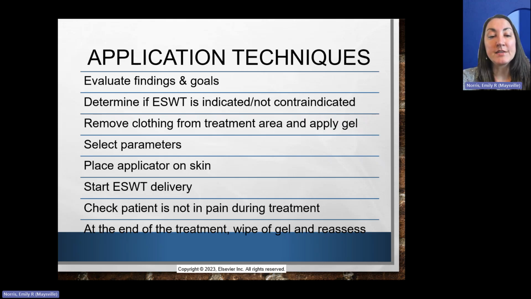Place the applicator on the skin before you turn the machine on, just like with ultrasound. And then check that the patient's not in pain during the treatment. And at the end of the treatment, you clean up and you reassess and determine, do they have more movement or less pain or any changes after the application of the treatment.